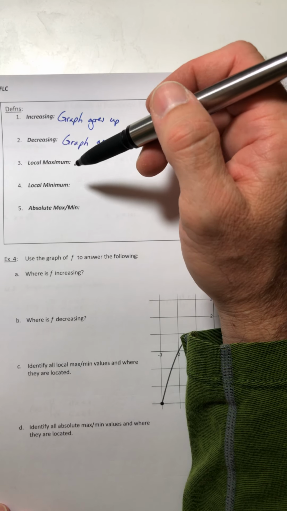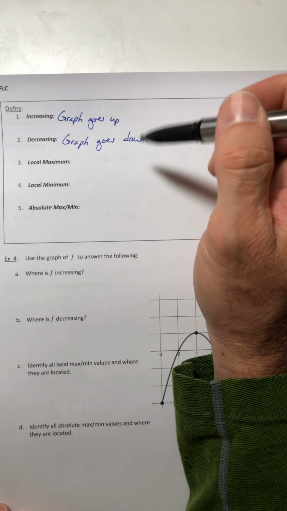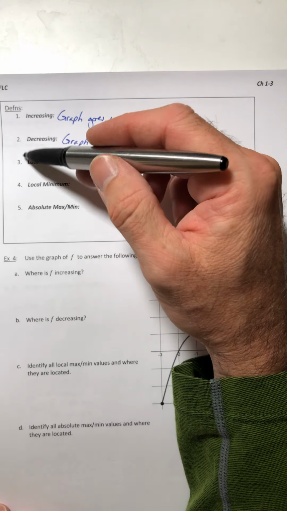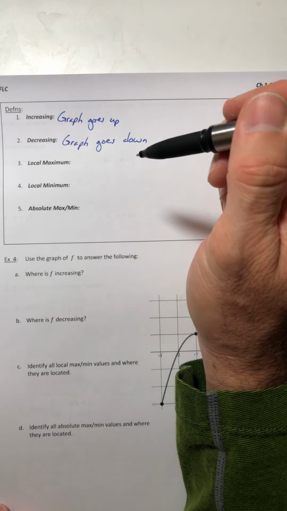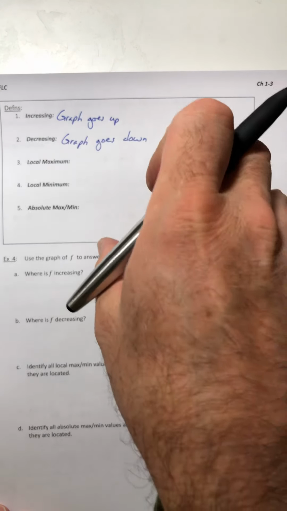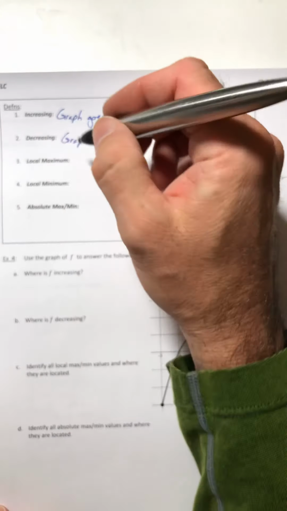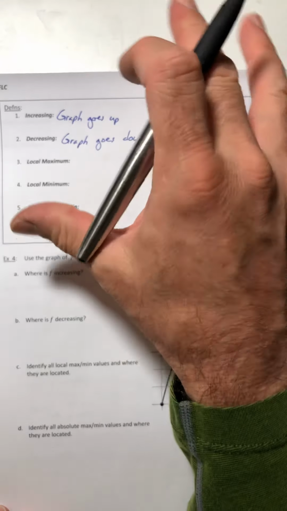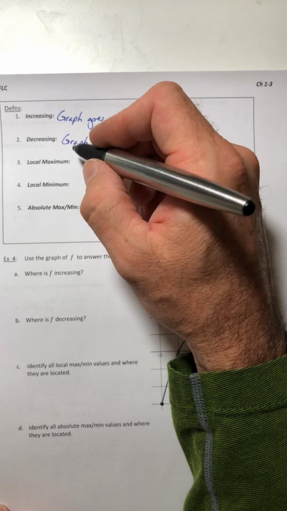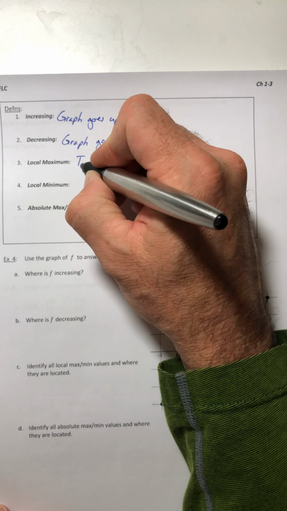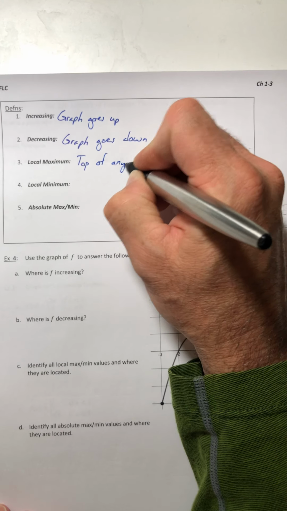Okay, the local max, again, this is just a layman's definition. So local maximum is just talking about a little section, not the entire graph. So just sort of relative to its position. So basically for a local maximum, you're looking for the top of any hill.